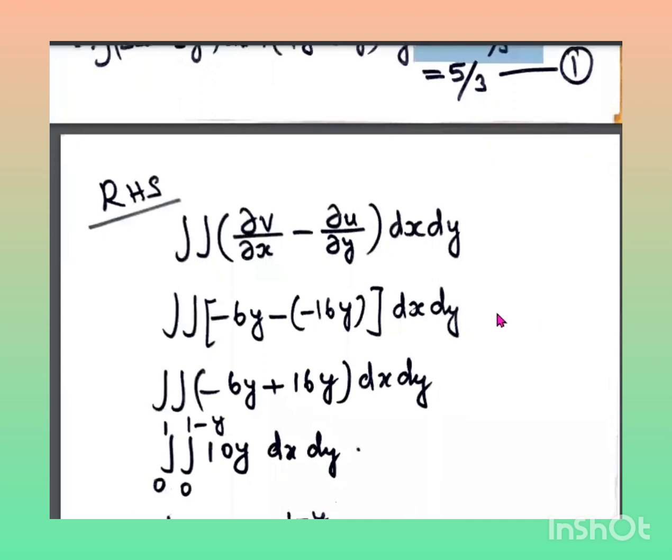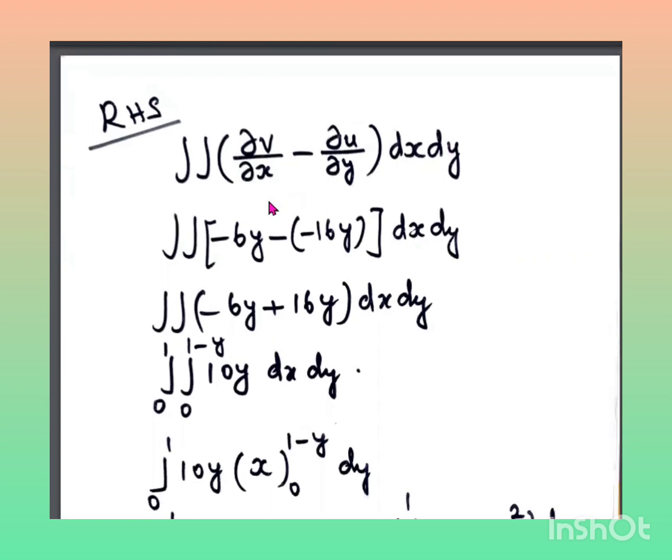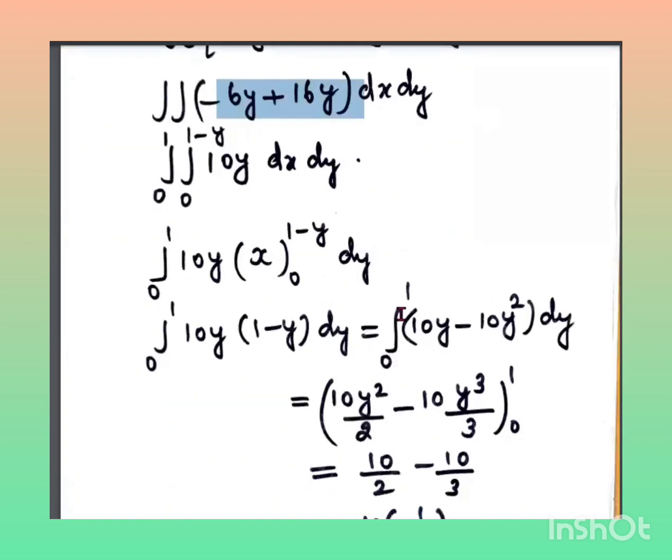The right hand side is the double integral of dou v by dou x minus dou u by dou y, into dx dy. What is dou v by dou x? Already we have got the value of dou v by dou x in the starting. Double integral of minus 6y minus of minus 16y, dx dy. So minus 6y plus 16y, which is 10y, dx dy.